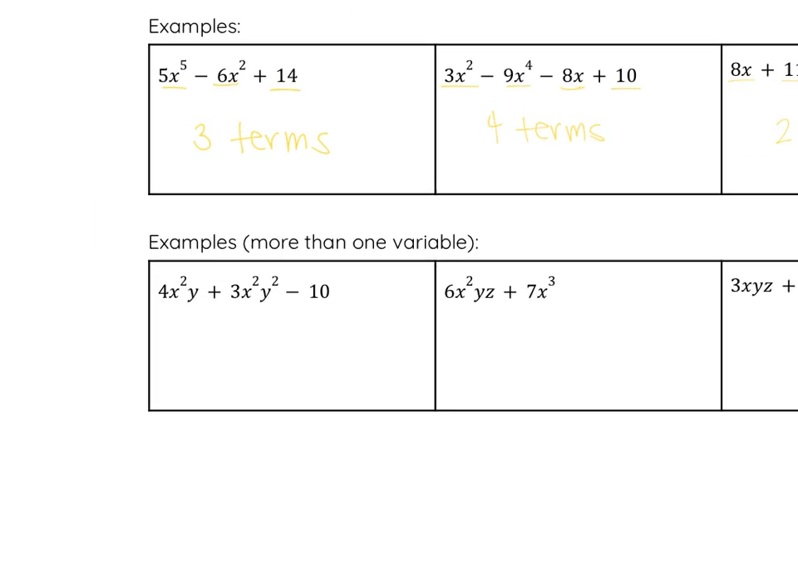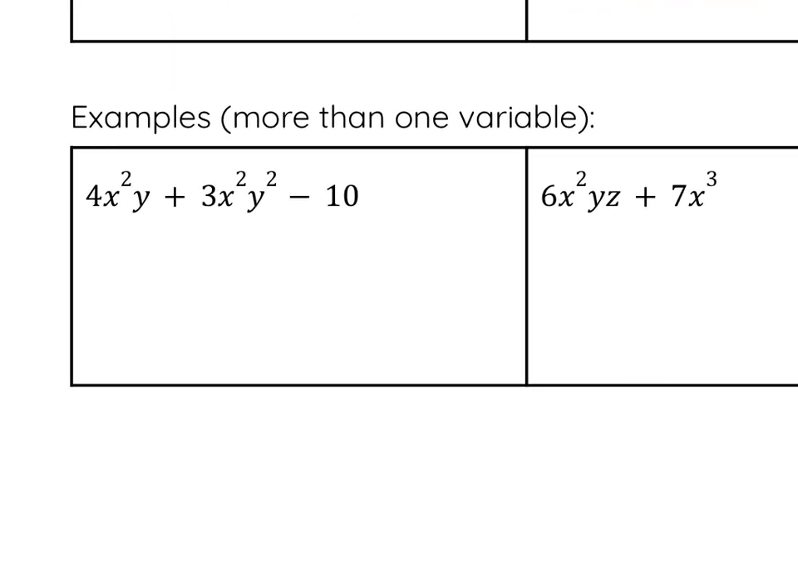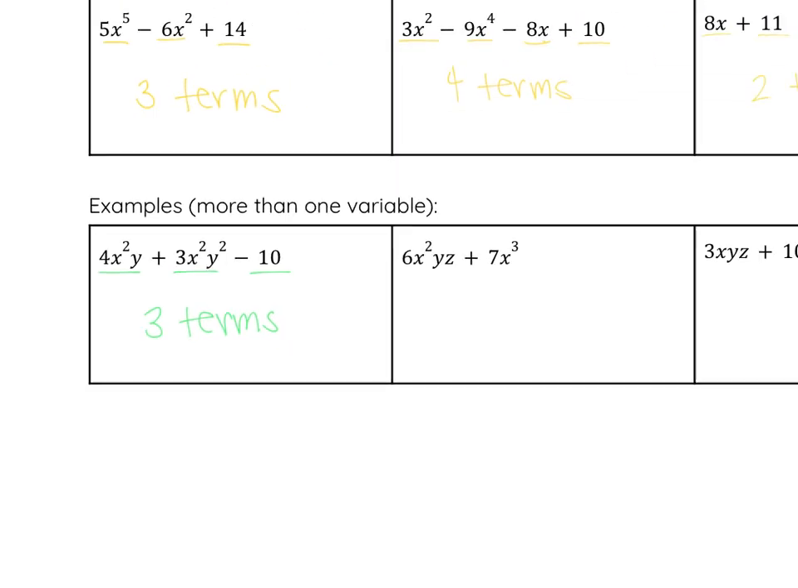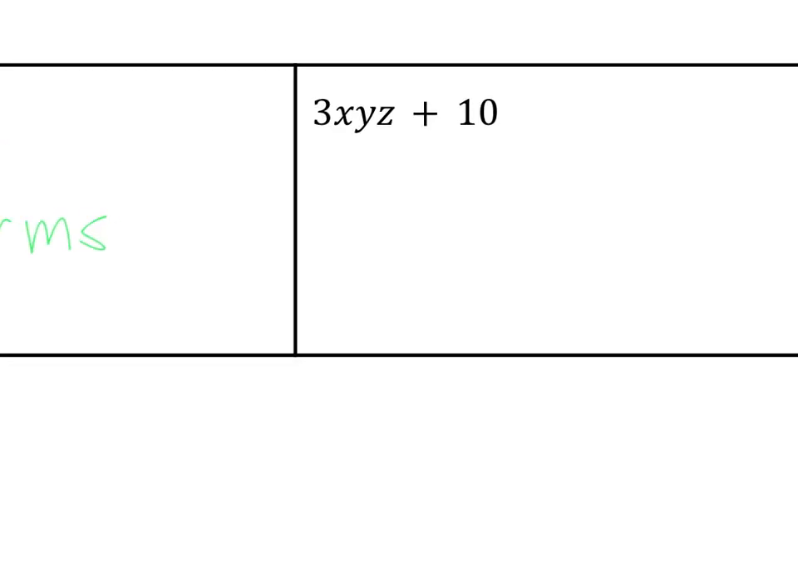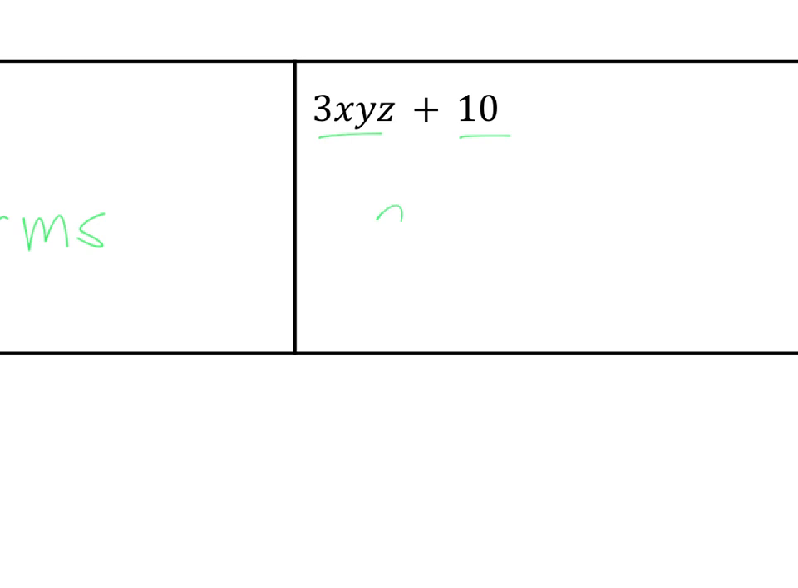Doesn't matter if you have more than one variable for terms. It's still the same thing. They're still separated by plus or minus sign. So here we have 1, 2, 3 terms. For this next example, again, we're just looking at where they're separated by the plus or minus sign. We have 1, 2 terms. In the last example, 2 terms again because they're separated by the plus or the minus sign.